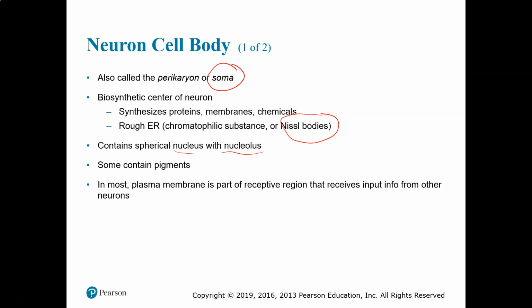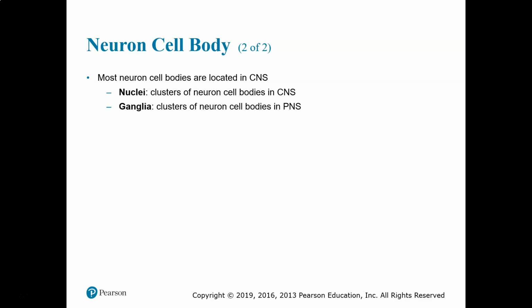The plasma membrane is part of a receptive region that receives input from other neurons. So in other words, the axon of another neuron can send a signal to the cell body of this neuron. All right. Most neuron cell bodies are located in the central nervous system. When we say nuclei, which we're going to use especially when we talk about the brain and the spinal cord, of course, central nervous system, there are going to be clusters of neuron cell bodies in the central nervous system.